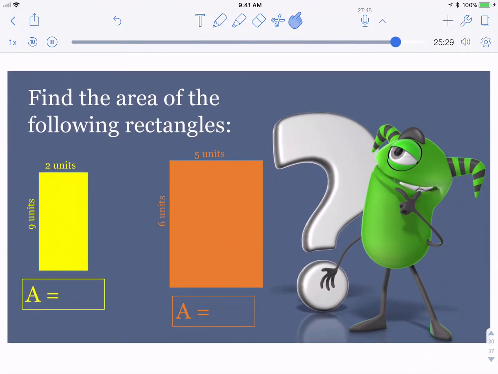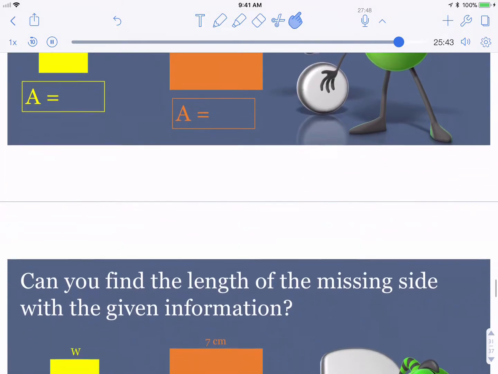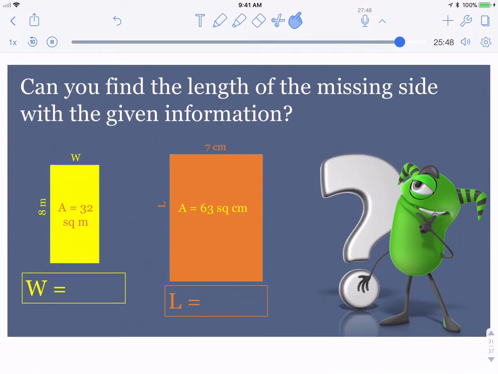So, find the area of the following rectangles. Now remember, when you find the area, the answer is going to always be squared. So pause, find the area. Can you find the length of the missing side with the given information? So we have the area of both shapes. But in the first one, we want to know what the width is, and on the second one, we want to know what the length is. So pause it and solve it.